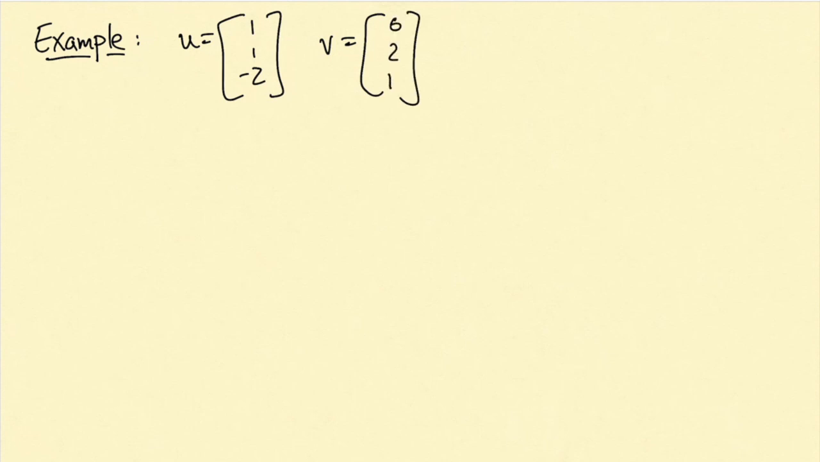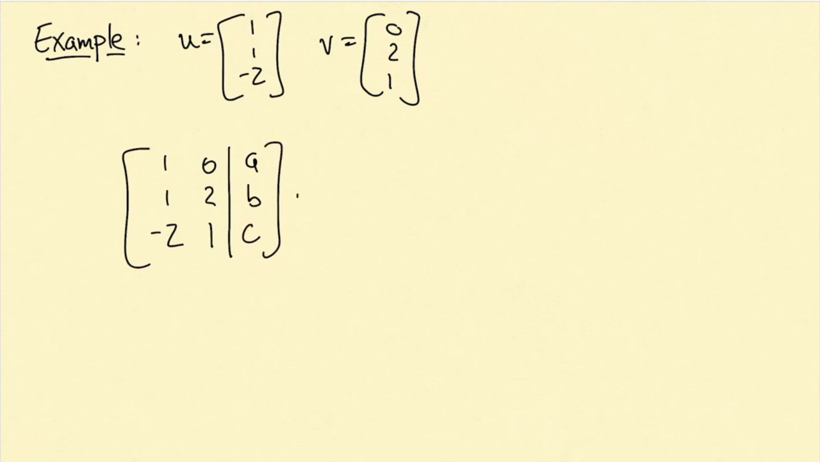Okay, so this example may seem a little bit silly. So let's try a less trivial example and see what it actually gets us. We're going to take the two vectors u, entries 1, 1, minus 2, and v, entries 0, 2, 1. Again, we set up our augmented matrix. The u is going to be the first column, and v will be our second column.